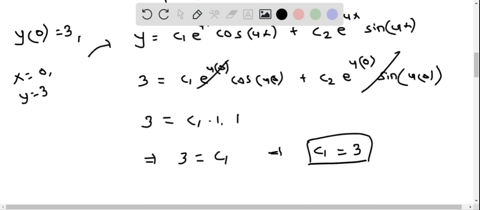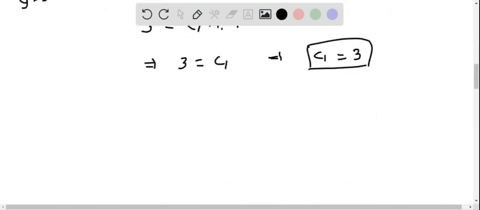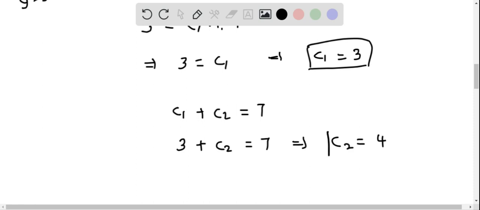So we have found the value of the constant c1 equals 3, which means we can plug it into the first equation, that is c1 plus c2 equals 7. So let's plug c1 equal to 3. We get 3 plus c2 equals 7, and this gives c2 equals 7 minus 3, which is 4. So we determined the values of c1 and c2. That is, c1 equals 3 and c2 equals 4.